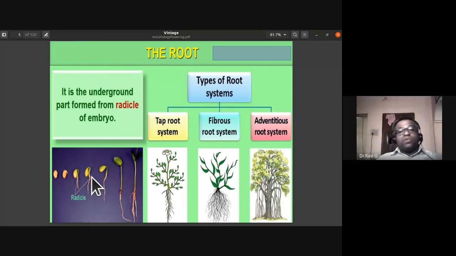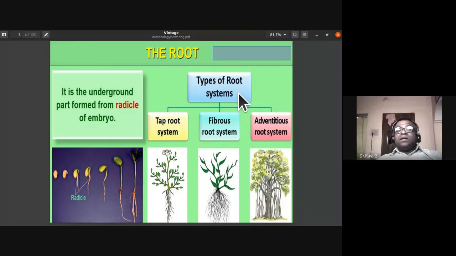So the radicle is going to form the root. So the root is the underground part which is formed from the radicle of the embryo. You should remember that. When the seeds germinate, they produce the radicle which grows into the soil. So this radicle later develops to form the root system.